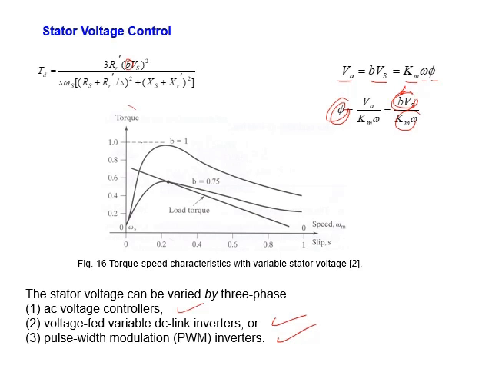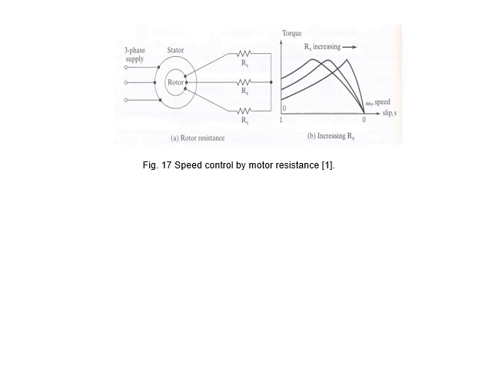Example here, as you can see here, the torque speed. If B is 1, it means the voltage multiplied by Vs, it means the total voltage applied. This is the typical curve. But if it is reduced to 0.75, it means 75%, then the curve goes down. And so you see, by controlling the voltage, by controlling B, the fraction of the armature stator voltage, we control the speed torque characteristics. We may also control the motor speed by controlling the resistance on the rotor.